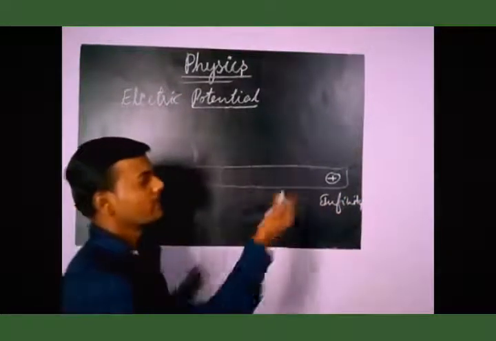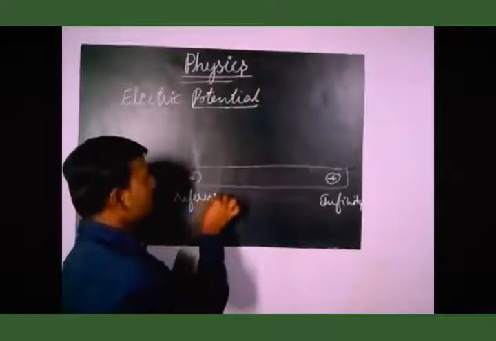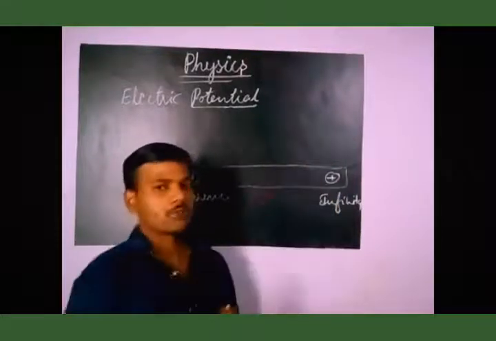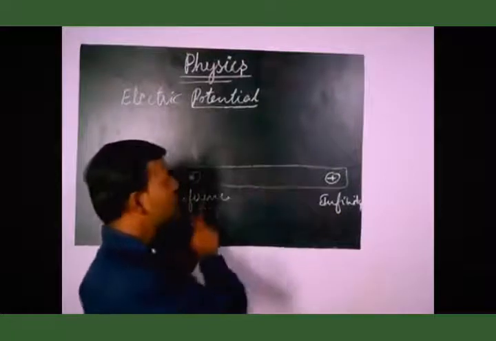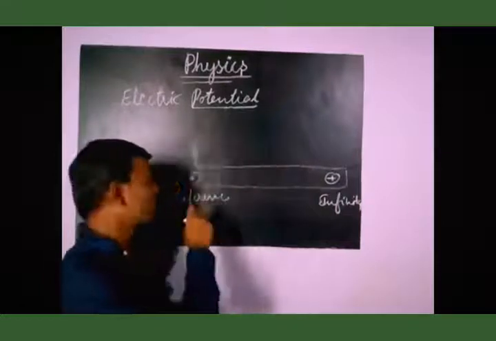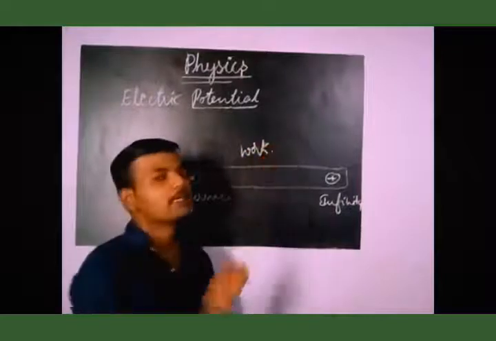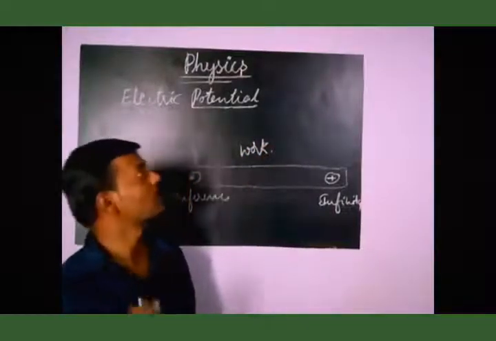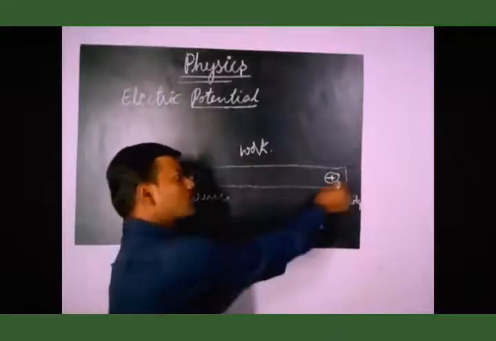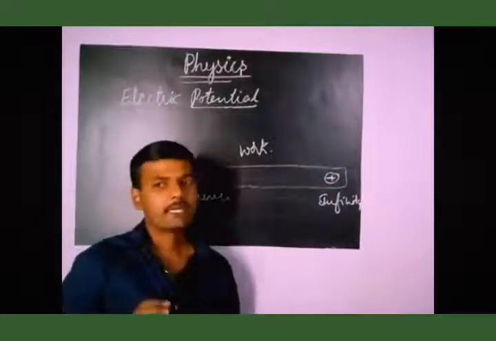At infinity there are charges, and I'm going to consider one more point, that is the reference point or required point. To move the unit positive charge from infinity to the reference point, we need to do some work. That work done is known as electric potential. Work done to move a unit positive charge from infinity to the reference point is known as electric potential.